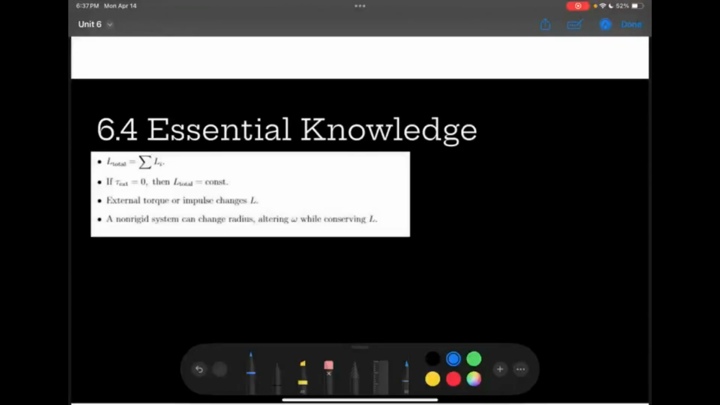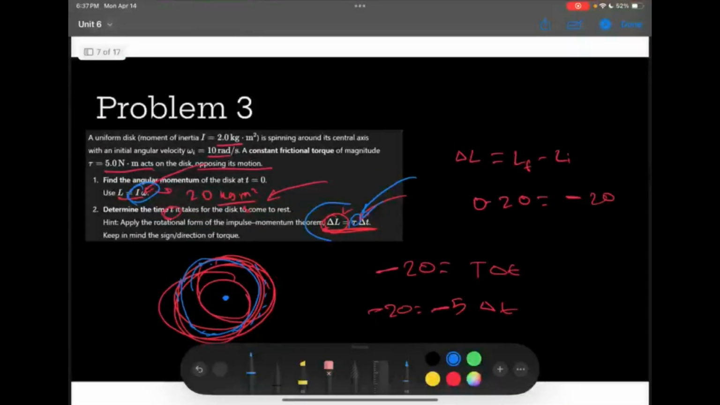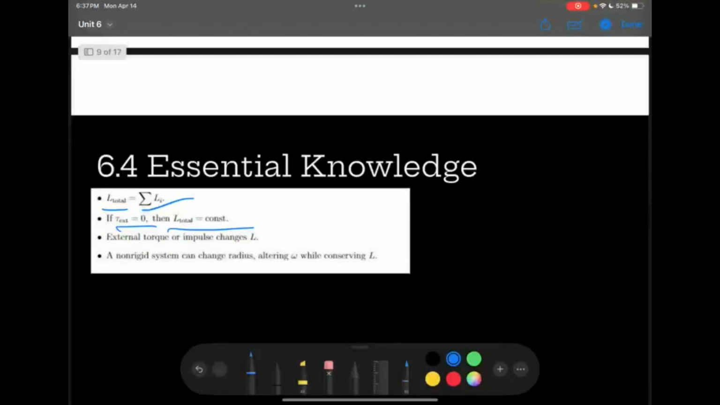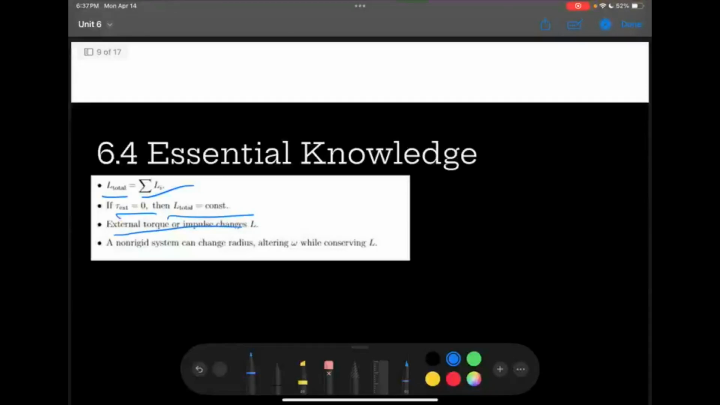This is one of the more difficult parts of the unit. This is the conservation of angular momentum. So the overall total angular momentum of a system is the sum of its parts. And as we learned, if there's no external torque, then the angular momentum will stay constant. That's just from our impulse momentum theorem, right? So any external torque or impulse would change the angular momentum.